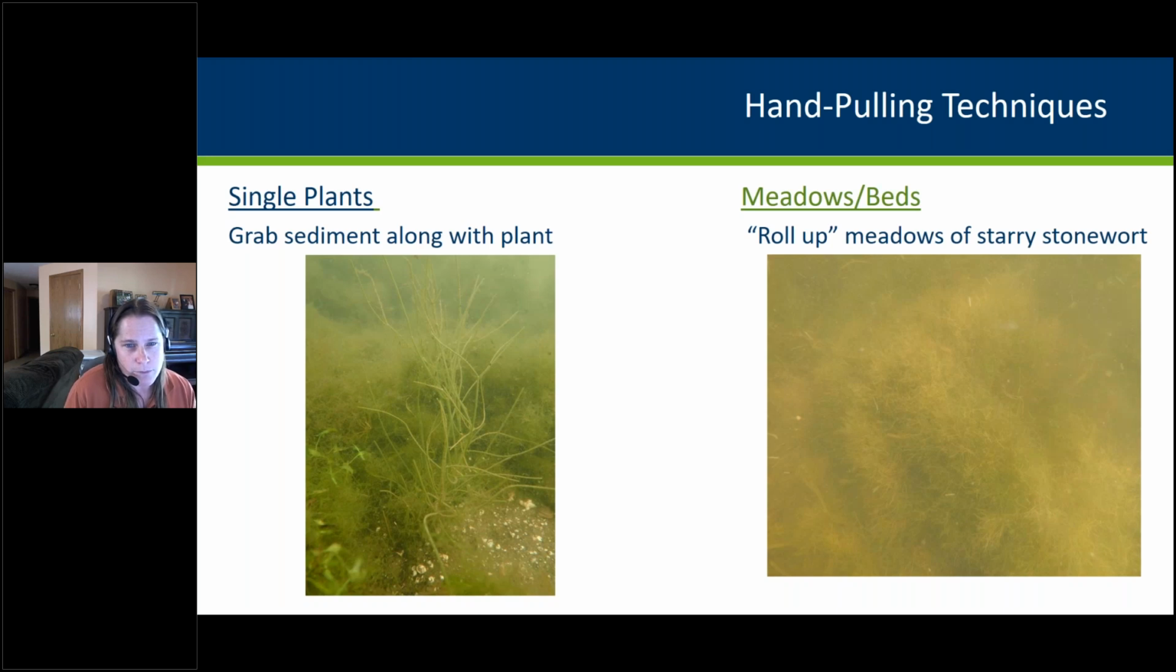The other method would be rolling up these beds of starry stonewort, and I explain it as taking a sleeping bag, rolling it up, and stuffing it into your bag, your seed bag. It actually works really well. It acts like a carpet on the bottom of the lake, so it's almost easier to remove these dense beds of starry stonewort.